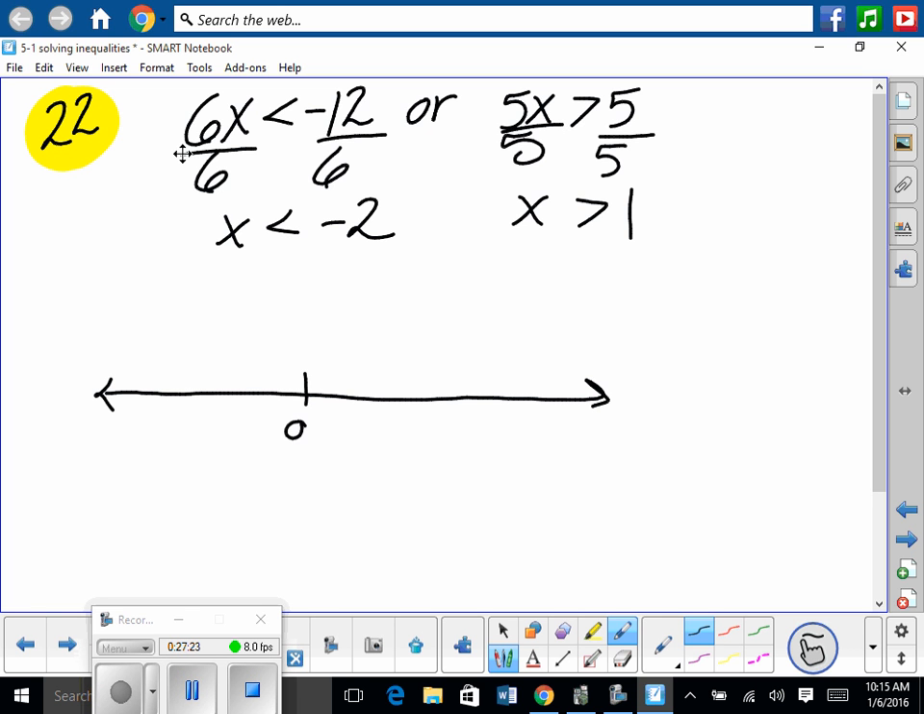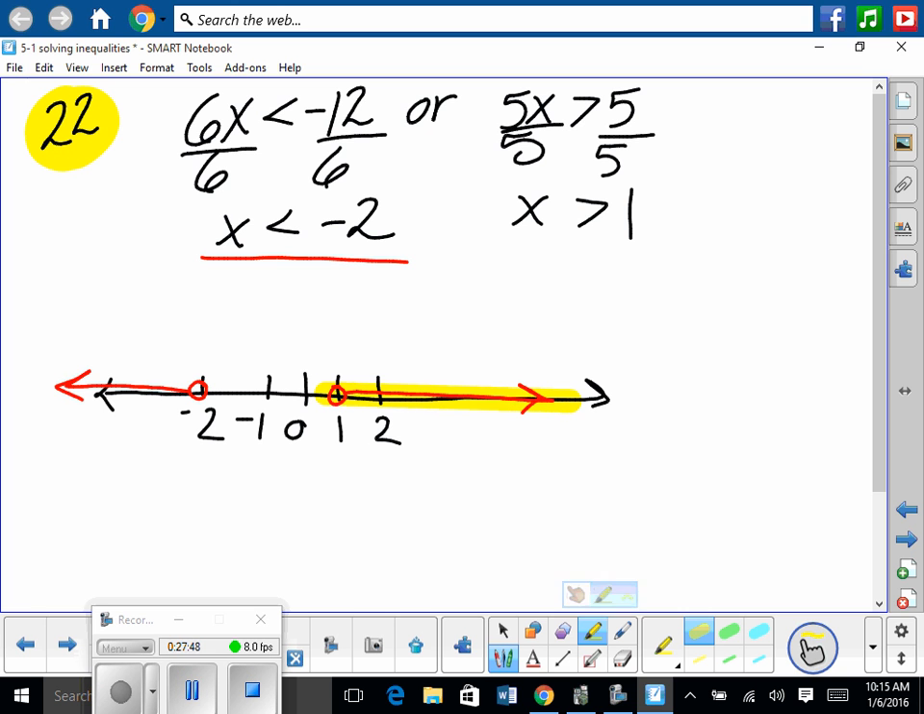So if this is 0, 1, 2, negative 1, negative 2. I'm going to graph them individually. x is less than negative 2. So less than, open circle, this way. That gets to stay in our answer for sure. Either or means either solution gets to come. And then x is greater than 1, so greater than 1 would be this way. With this one, they would keep both for our answer, because or is friendly. Either one gets to come.